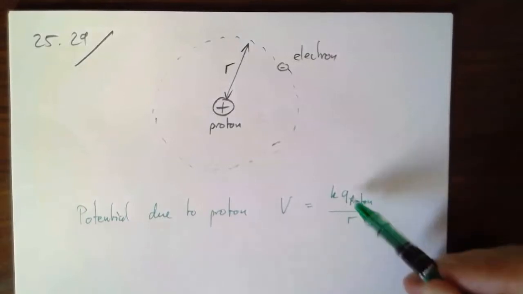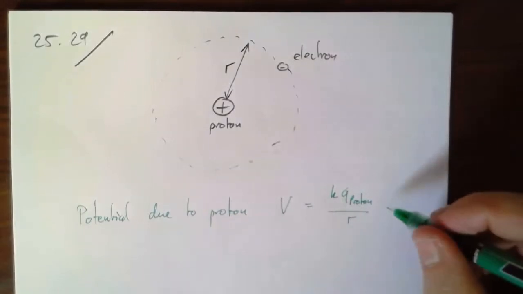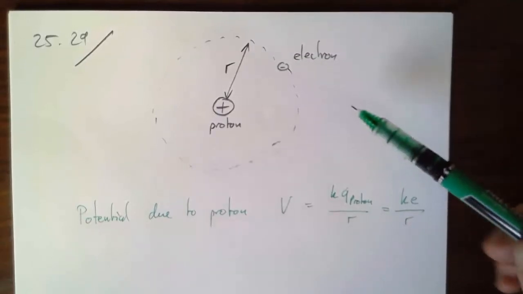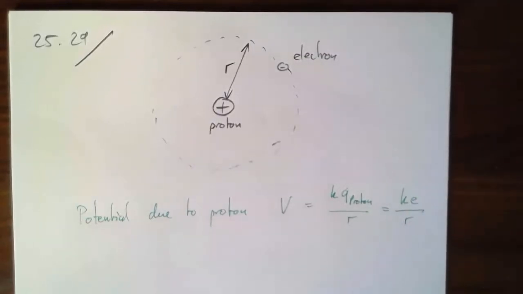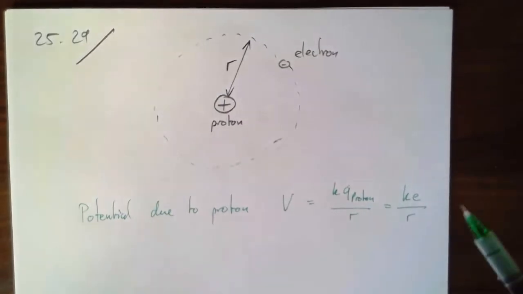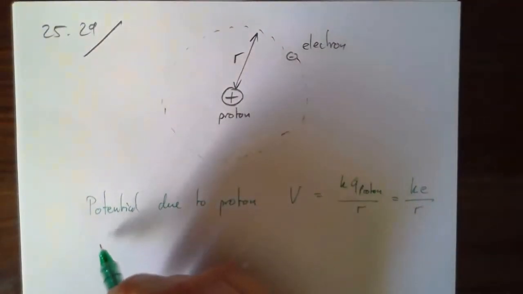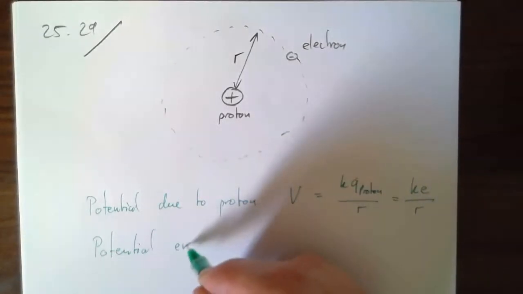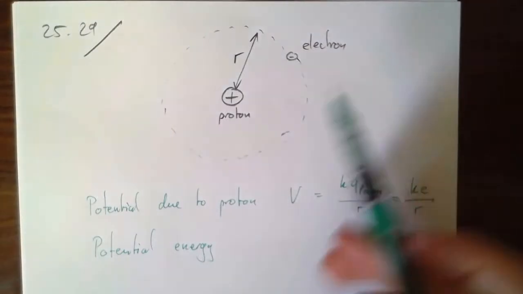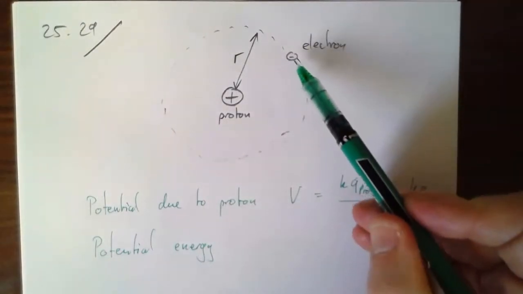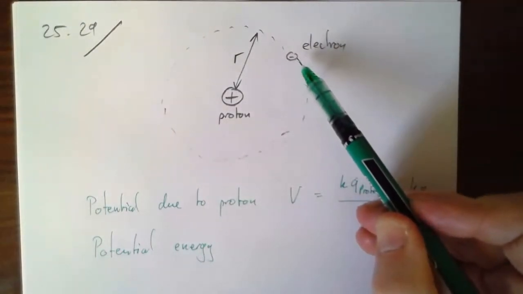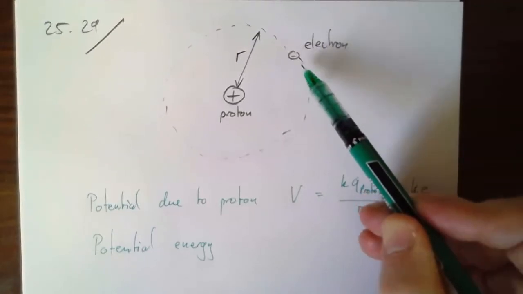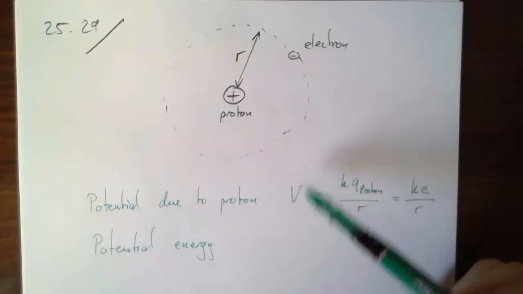So you plug this in. You know that the charge of a proton is just a thing we call E, confusingly, right? While the charge of an electron is minus E. You look up what those are, you plug it in. And then the potential energy of the system is, well, what's the potential here? That would be the potential energy if 1 coulomb was placed there. Instead we place an electron there, so we multiply the potential by the charge of an electron.